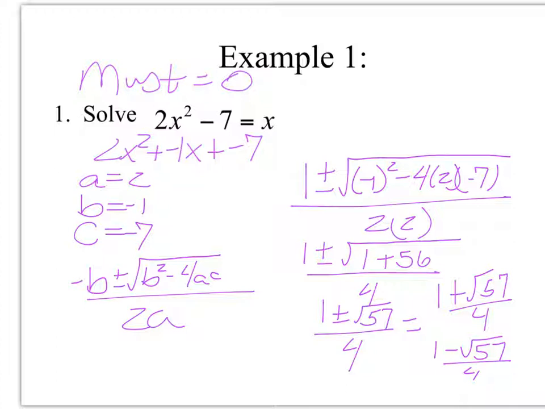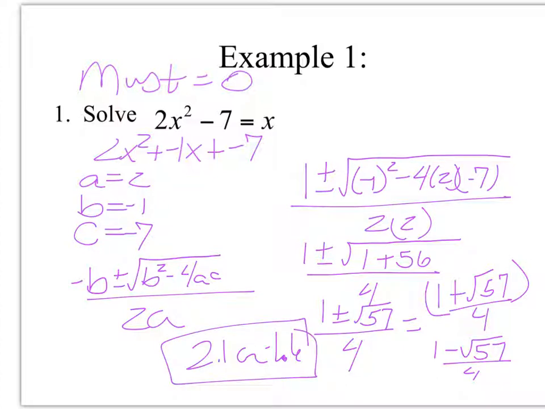And I would actually be plugging these both into my calculator at this point. Please make sure that you do put parentheses around your numerator, because we don't want that calculator to do the square root of 57 divided by 4 and then add 1. Either way, you should come out with answers of 2.1 or negative 1.6. And again, as always, you can check it, but at this point, I am not going to force you to do that.